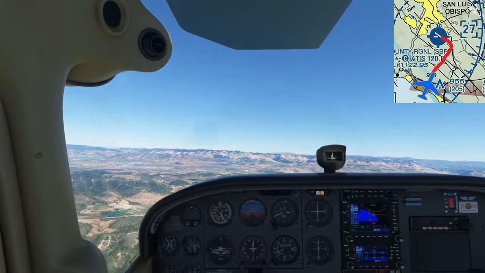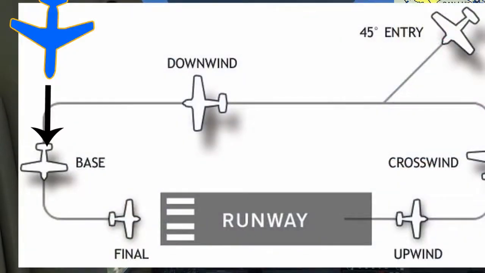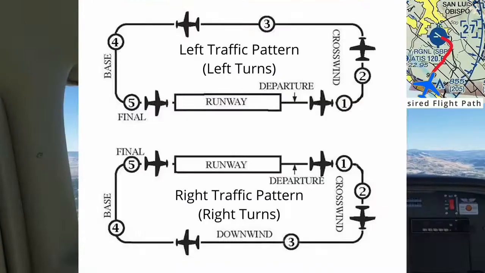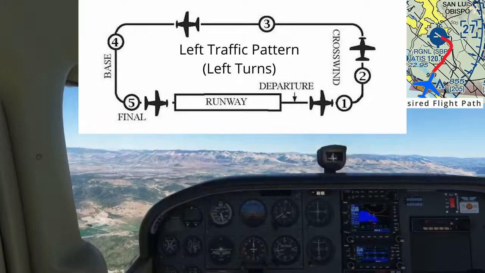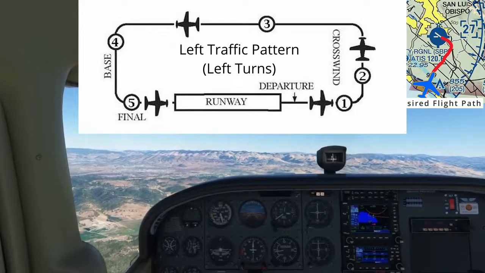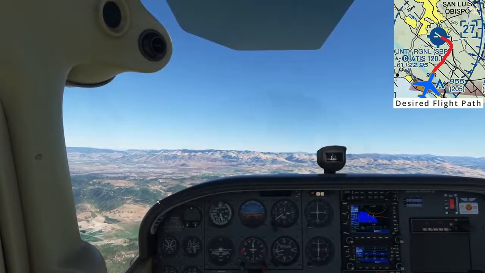This time the tower instructed us to enter a left base runway 29R. Not a whole lot changes here compared to the downwind pattern entry that we received before, except for the fact that we'll be entering a left-hand traffic pattern as opposed to the right-hand pattern that we flew in the first example. Additionally, we'll be entering the pattern on the base leg.